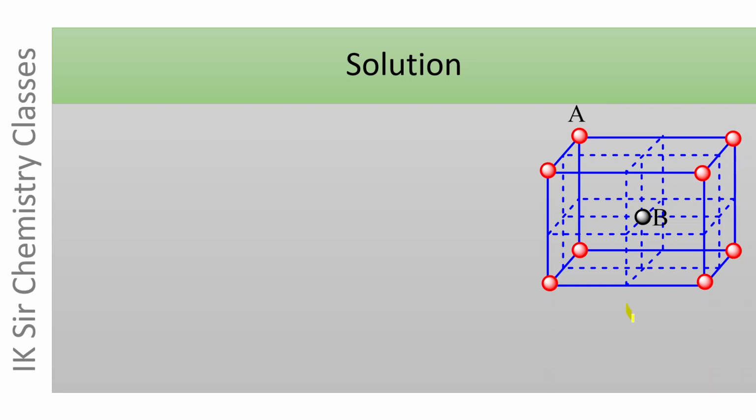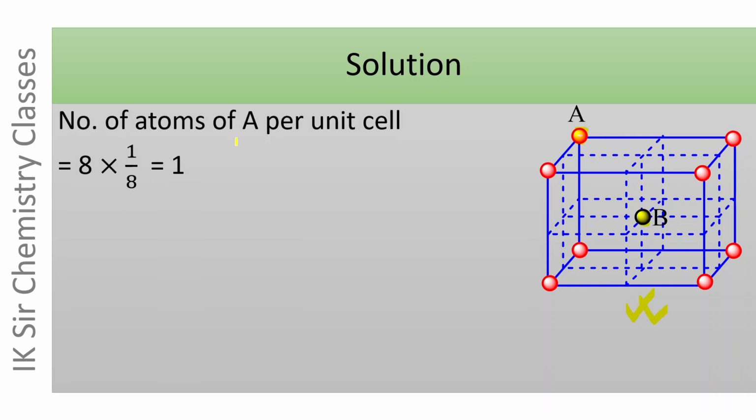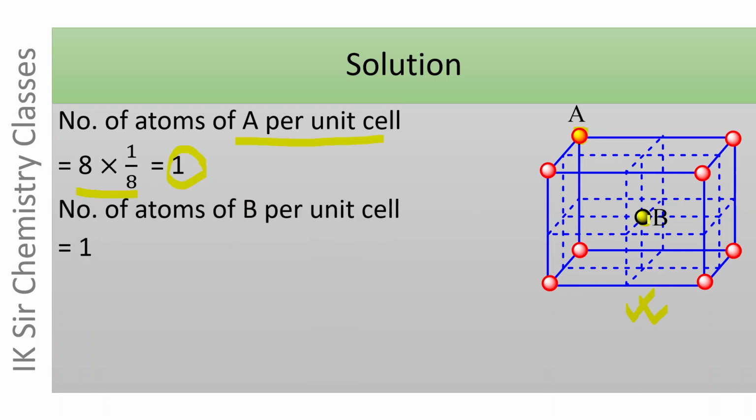Now let us solve the given problem. This is the diagram. In accordance with the problem, the atoms of element A occupy all the 8 vertices of the cubic unit cell, while the atom of element B occupies the body center of the unit cell. The number of atoms of element A per unit cell which are present at the vertex can be calculated as earlier: 8 multiplied by 1/8, and it is equal to 1. 8 particles are present at the vertices, and only 1/8th part of a particle is present in one unit cell because it is common to 8 unit cells. The number of atoms of element B per unit cell is only 1, which is present at the body center.